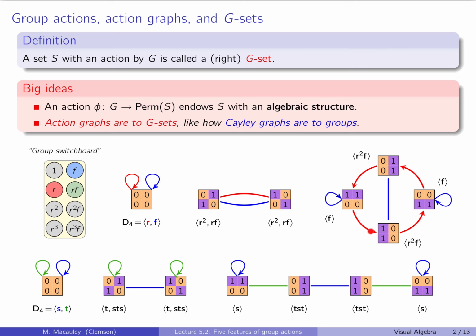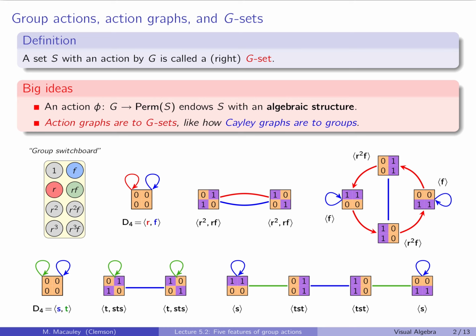And here's my favorite example of this, where D4 acts on this set of 7 so-called binary squares in the obvious way. This is the group switchboard analogy that I use, and every time you press a button, things get moved around, permuted. When you press the R button, everything gets rotated 90 degrees counterclockwise. You follow the red arrow. When you press the F button, everything gets reflected across a vertical axis. You follow the blue arrow.